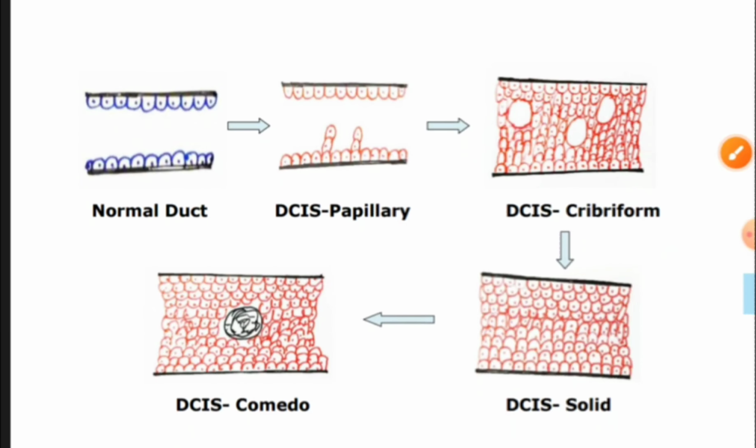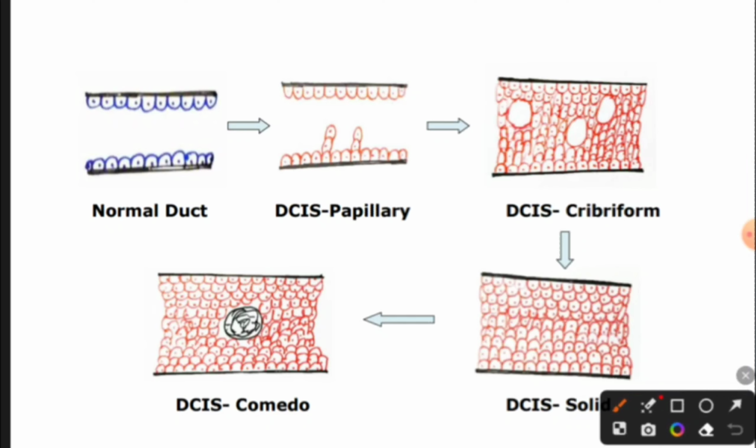The whole story can be summarized in this diagram. See, suppose this is a normal duct and this is the normal lining epithelium of the duct. If these lining epithelial cells become malignant, then initially there occurs papilla-like growth inside the ductal lumen, which is called the papillary type of ductal carcinoma in situ. Further proliferation of these cells fills almost the whole of the duct. Only small areas of rounded spaces are left behind, giving it a cribriform-like appearance. This is called the cribriform type of ductal carcinoma in situ.